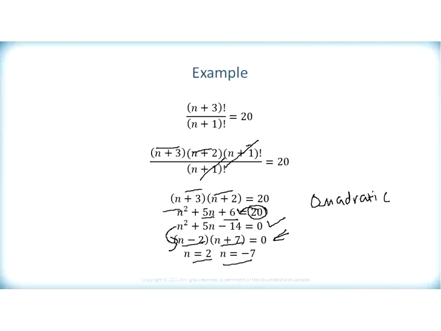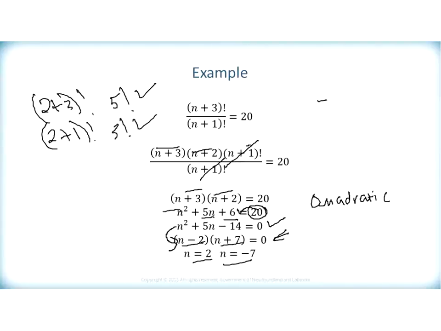We must make sure that there are no inadmissible values, that are values that would make it undefined. For this, we have 2 plus 3 factorial, which is 5 factorial. It's good. 2 plus 1 factorial, which is 3 factorial, and that is okay. Negative 7, on the other hand, if n equaled negative 7, that would give us negative 7 plus 3 factorial, which is negative 4 factorial, and that is undefined. Therefore, we must reject this one.